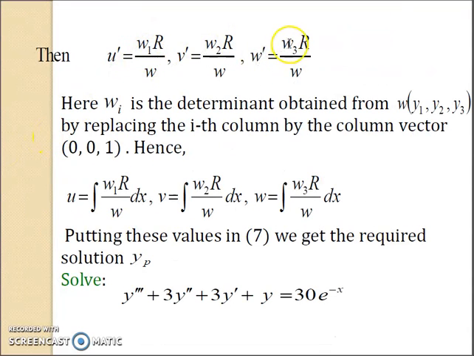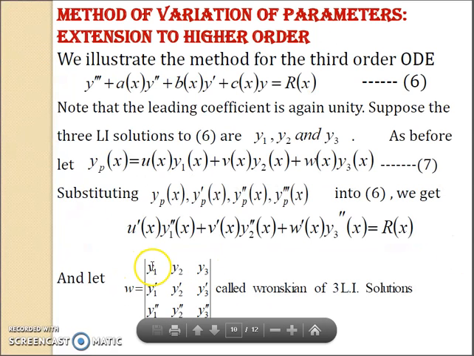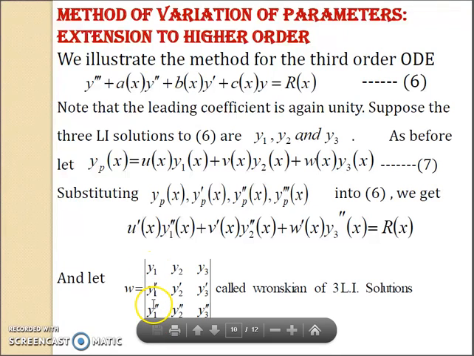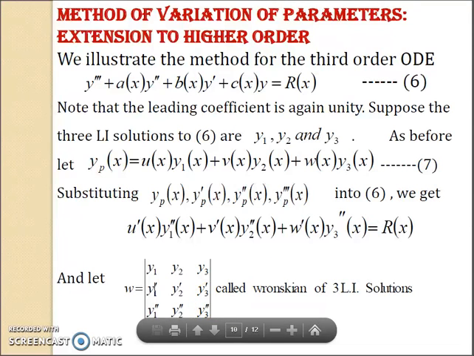And Wi, that is W1, W2, W3, is the determinant obtained from W(y1, y2, y3) by replacing the ith column by the column vector (0, 0, 1). Here, when I want to find W1, instead of the first column y1, y1', y1'', I must replace this first column by 0, 0, 1. The rest of the two columns remain as they are, and I have to find the determinant value. Similarly, to find W2, the first and third columns remain as they are, and the second is replaced by 0, 0, 1. And for W3, the first two columns remain as they are, and the third column is replaced by 0, 0, 1.